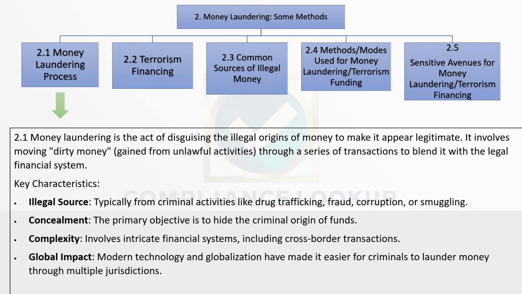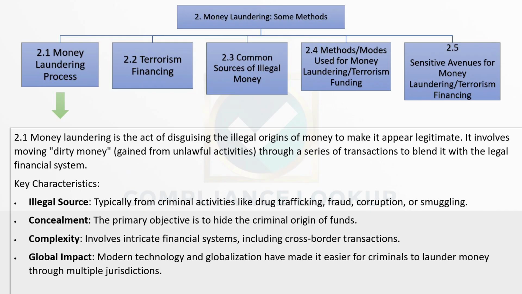Concealment: the main objective of money laundering is to hide the illegal origin of the funds. Criminals do this by layering transactions, making it difficult to trace the money back to its source. For instance, someone may make multiple small deposits into different bank accounts to avoid detection.